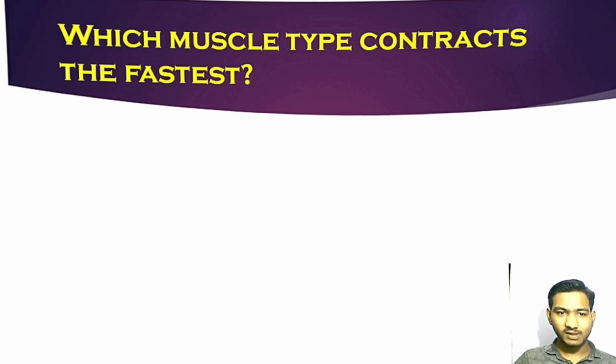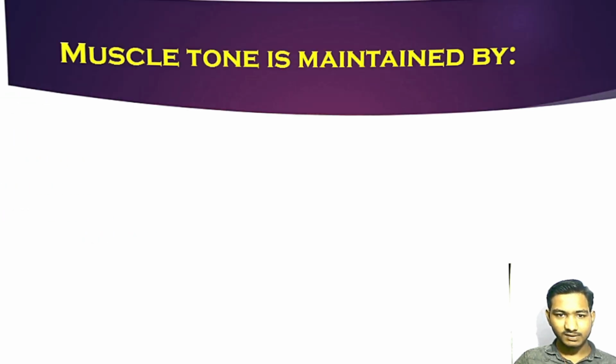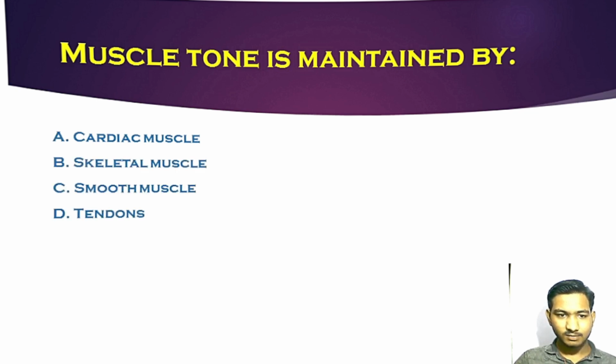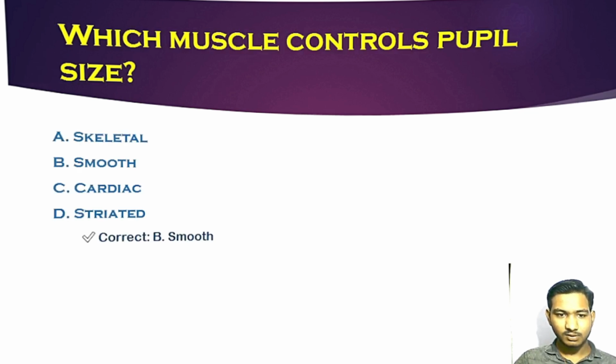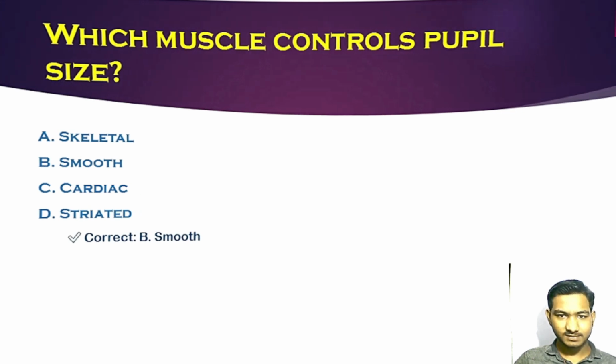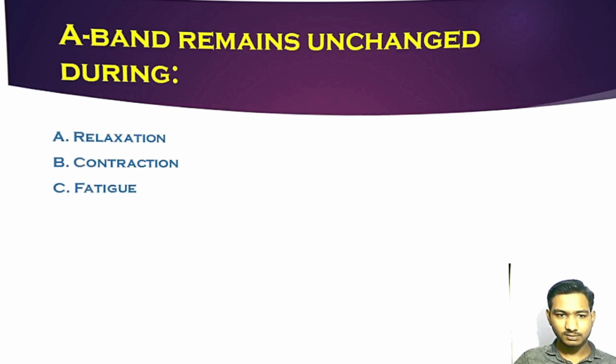Which muscle type contracts the fastest? Skeletal muscle contracts faster. Muscle tone is maintained by skeletal muscle. Which muscle controls pupil size? Smooth muscle controls the pupil size. A band remains unchanged during contraction.